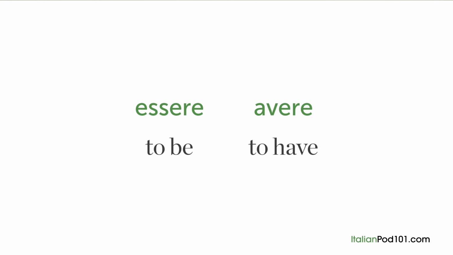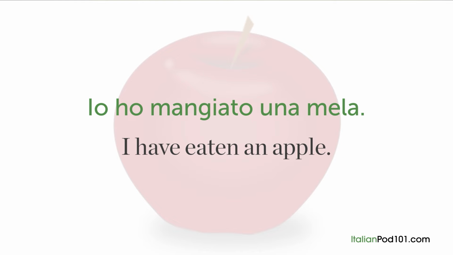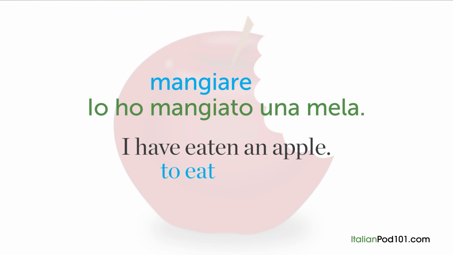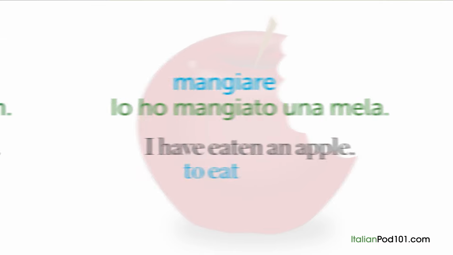The first thing you need to remember is that transitive verbs always need avere. Let's see some examples. Io ho mangiato una mela. I have eaten an apple. Mangiare, to eat, is a transitive verb, meaning that it can have a direct object.